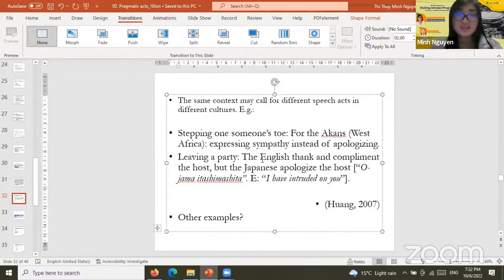Leaving a party, the English will thank and compliment the host. So thanks for having me, and it was a great party. But the Japanese apologize to the host, like, I have intruded on you. What do you say when you leave a party in Bahasa Indonesia?